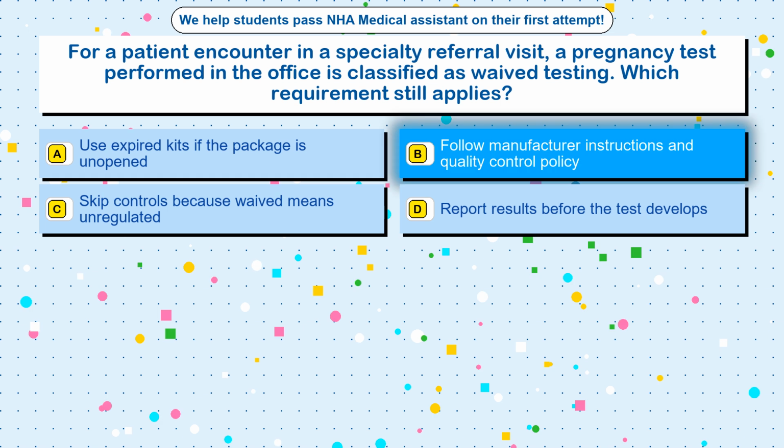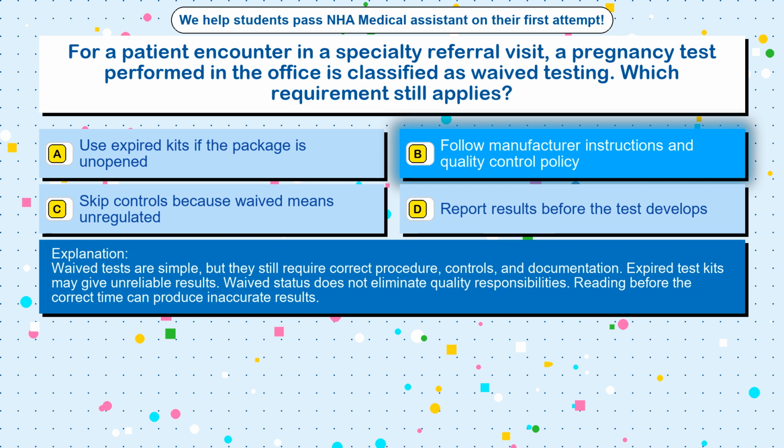The correct answer is option B, follow manufacturer instructions and quality control policy. Waived tests are simple, but they still require correct procedure, controls, and documentation. Expired test kits may give unreliable results. Waived status does not eliminate quality responsibilities. Reading before the correct time can produce inaccurate results.